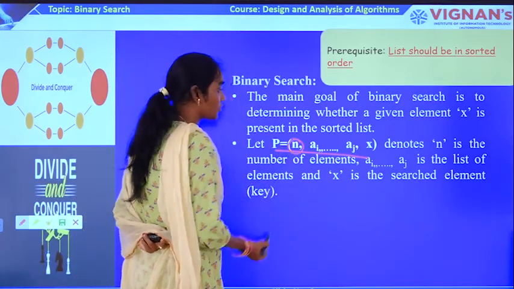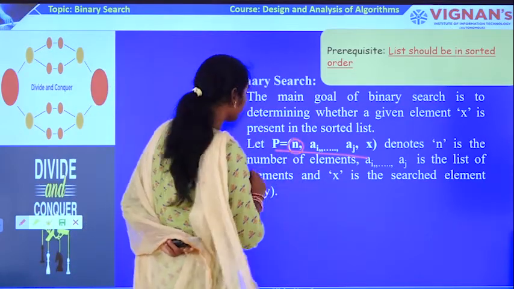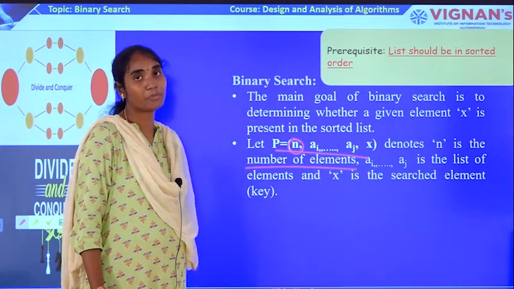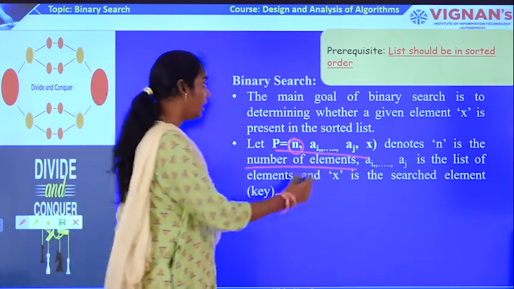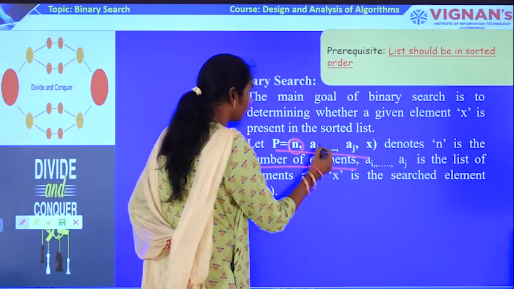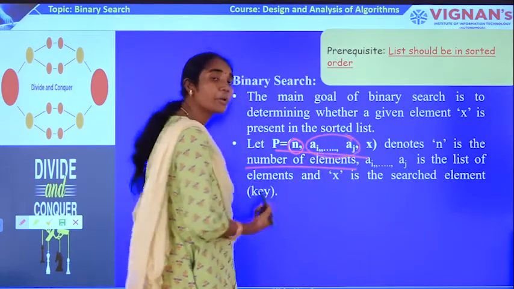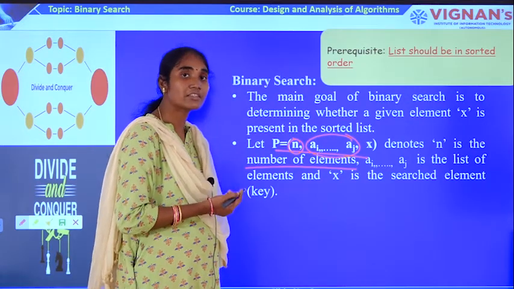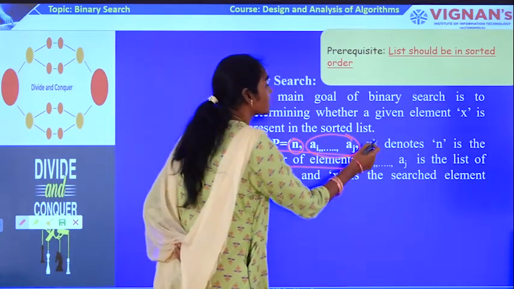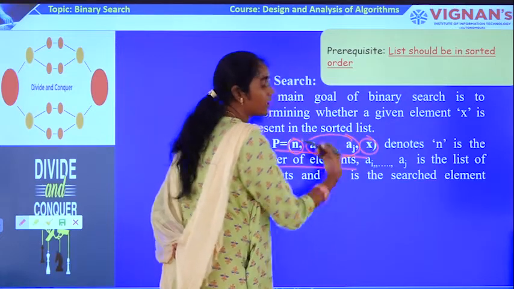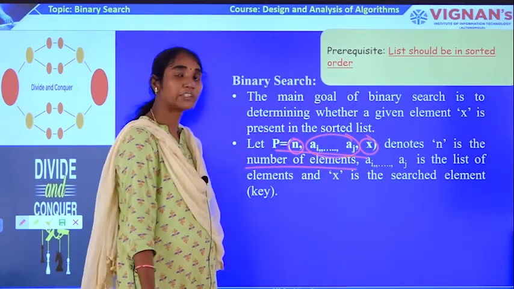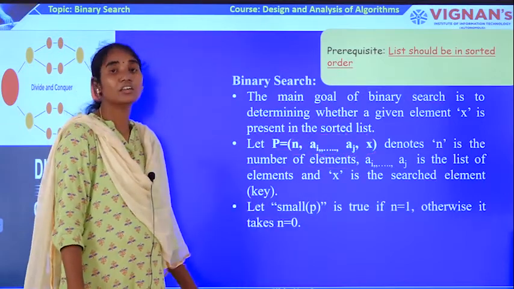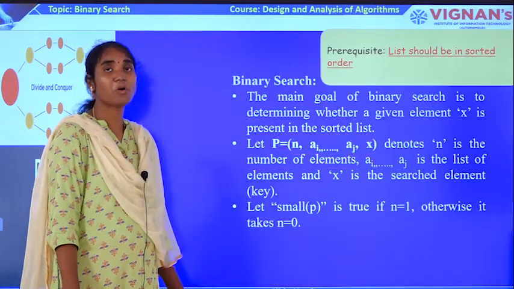Here n refers to the size of the array, or the number of elements in the given array, Ai to Aj refers to the elements in the given list, and x refers to the key element which we are going to find out whether it is present in the given list or not. Now, we will see the smaller problem.